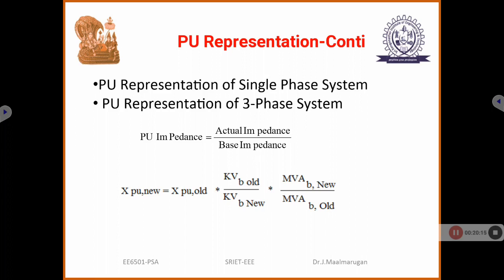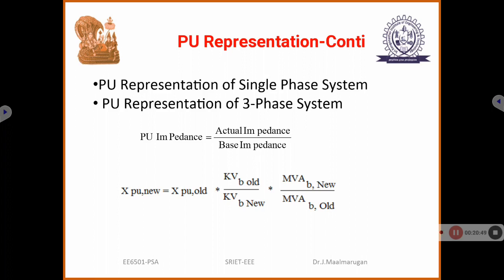Per unit representation of a single phase system: how to calculate the impedance value? The per unit impedance is equal to actual impedance over base impedance. What is the actual value? The values specified in the single line diagram are called the actual values. The new parameter value specified is called the base value. So the per unit impedance is equal to actual impedance divided by base impedance.